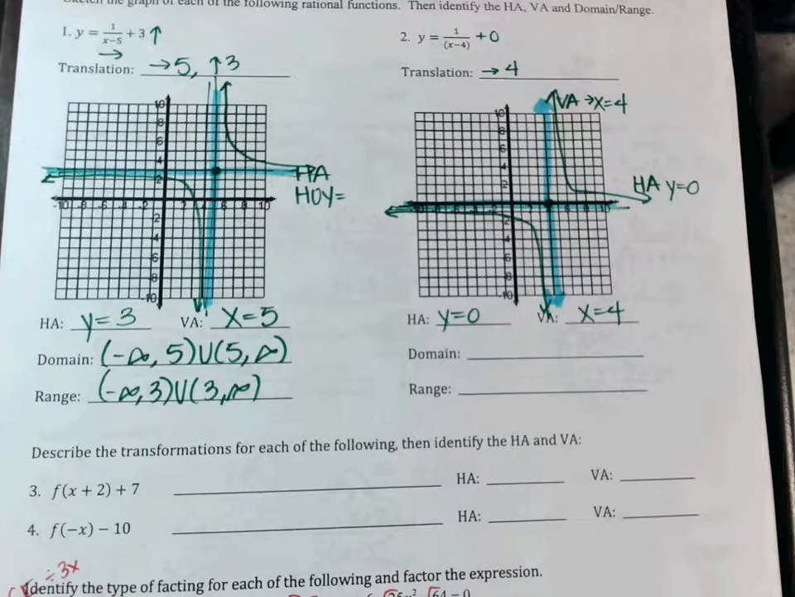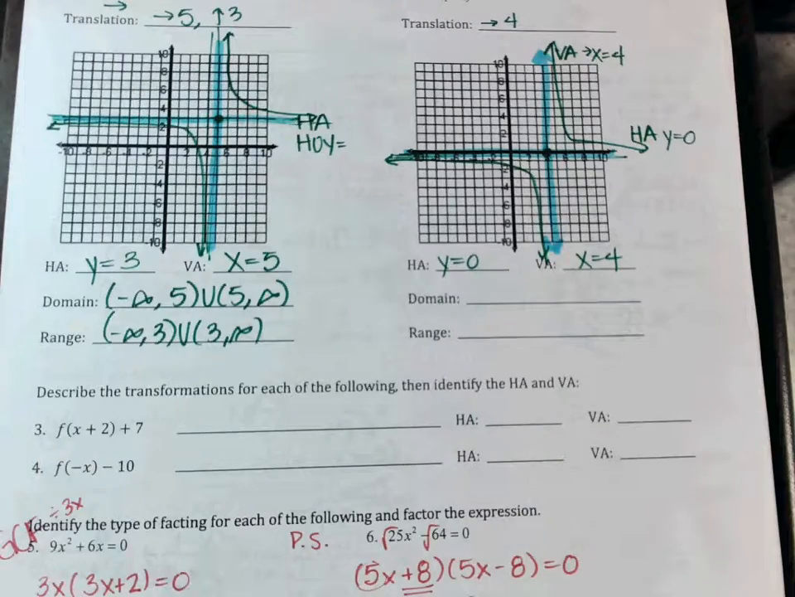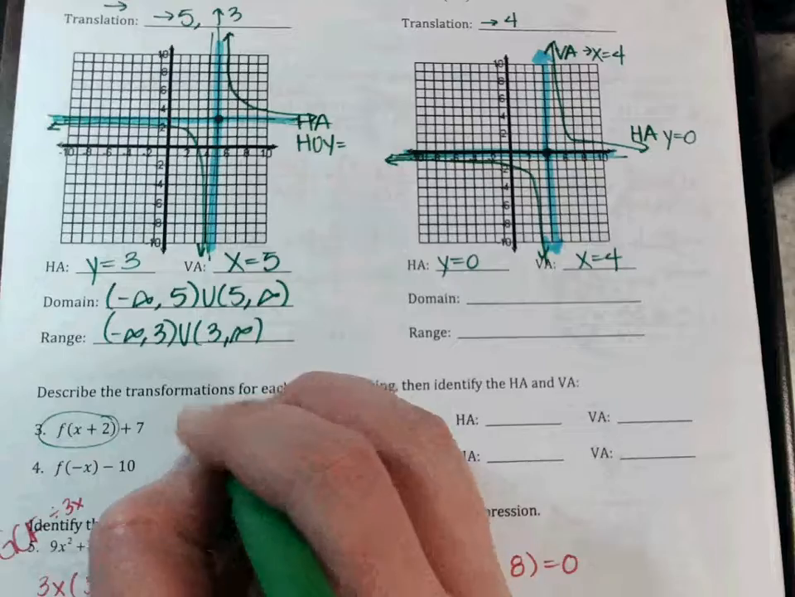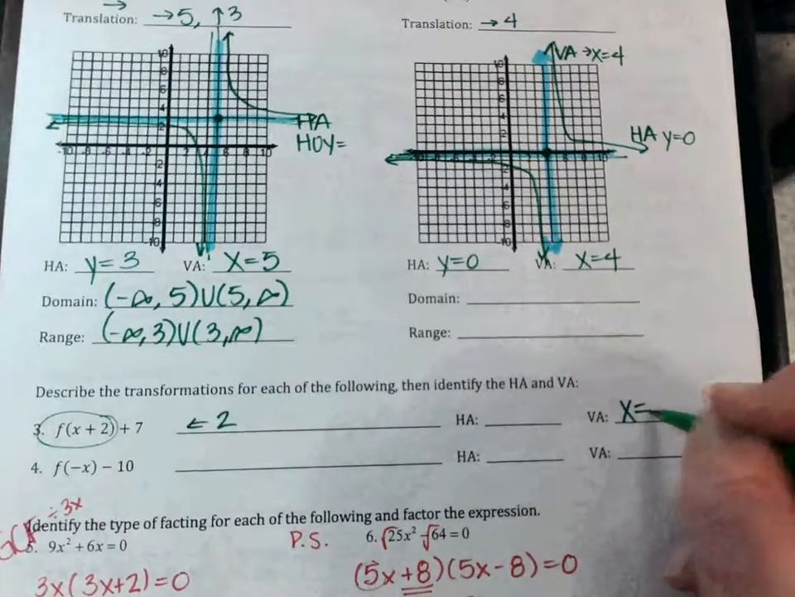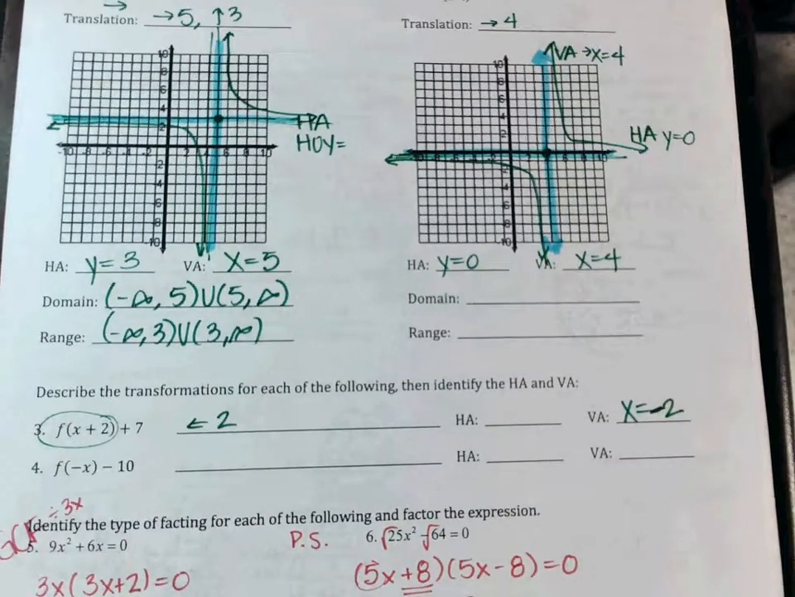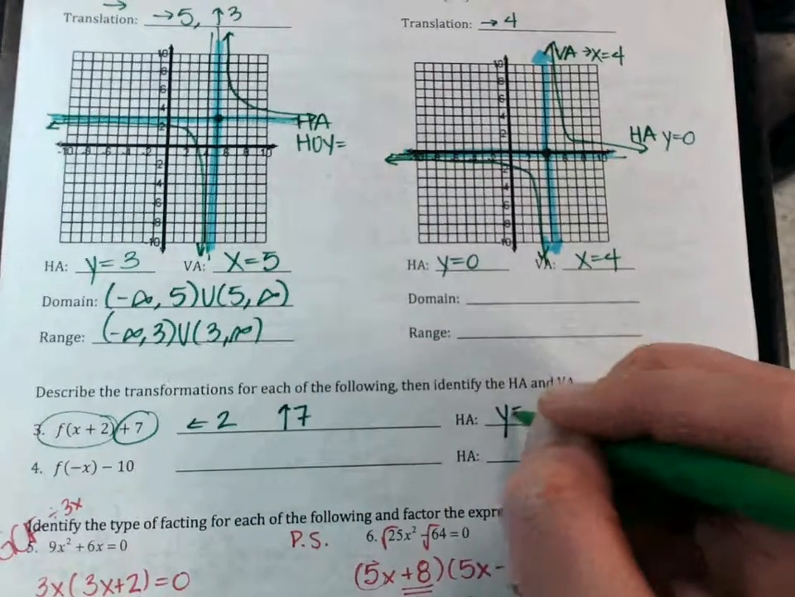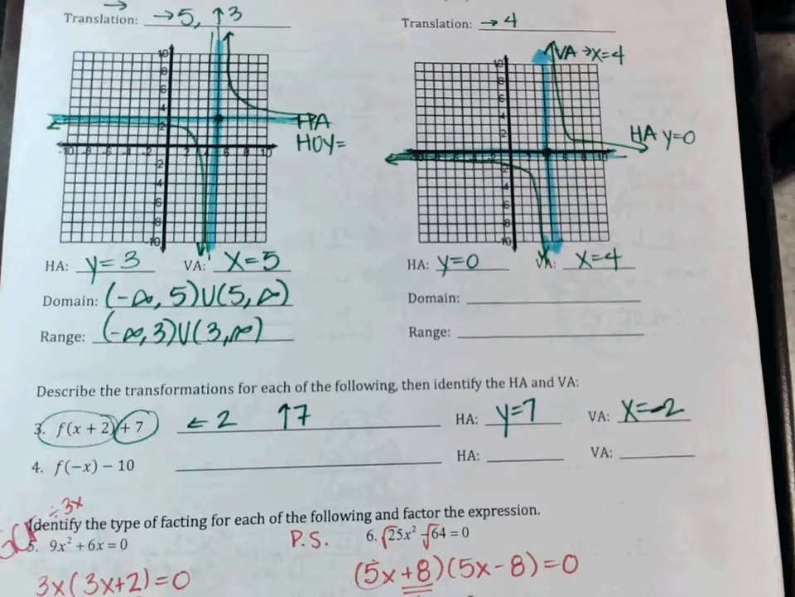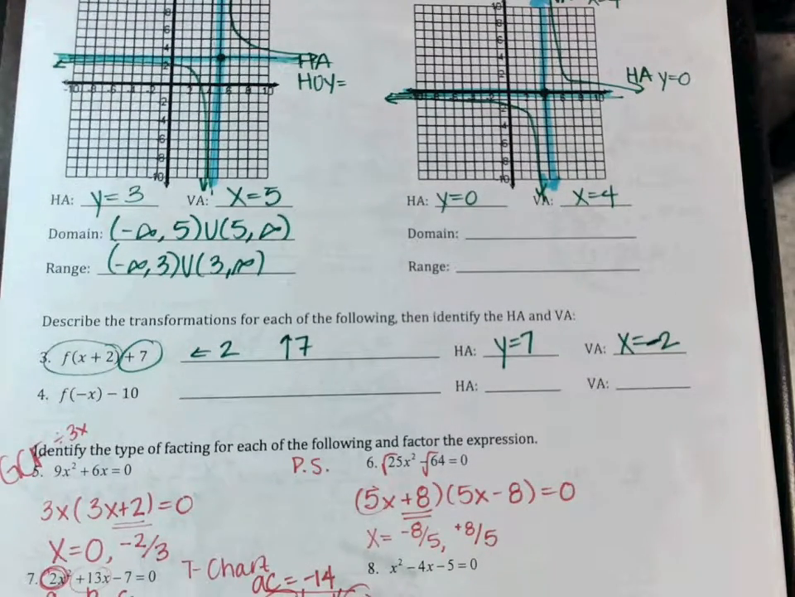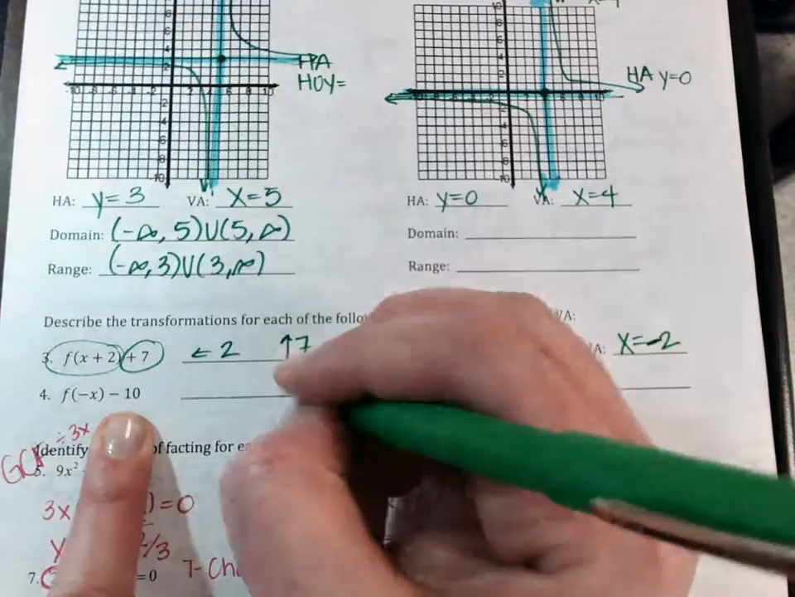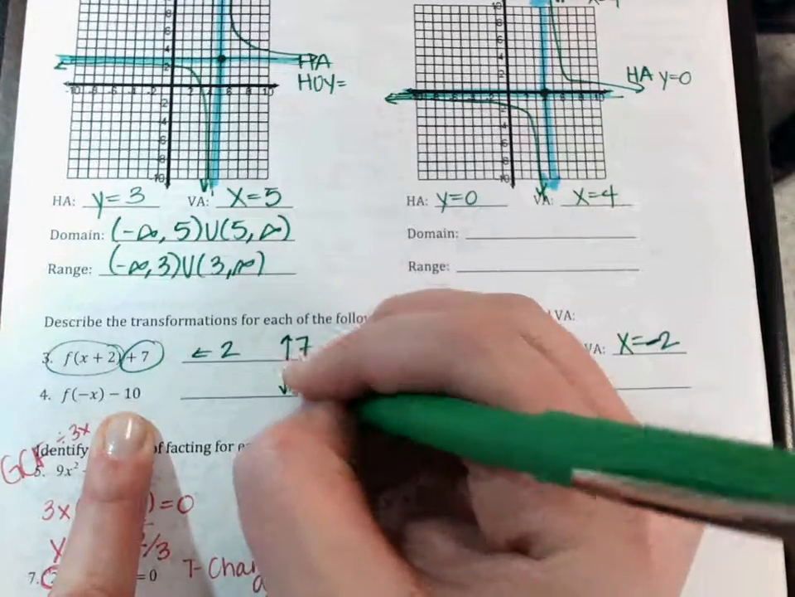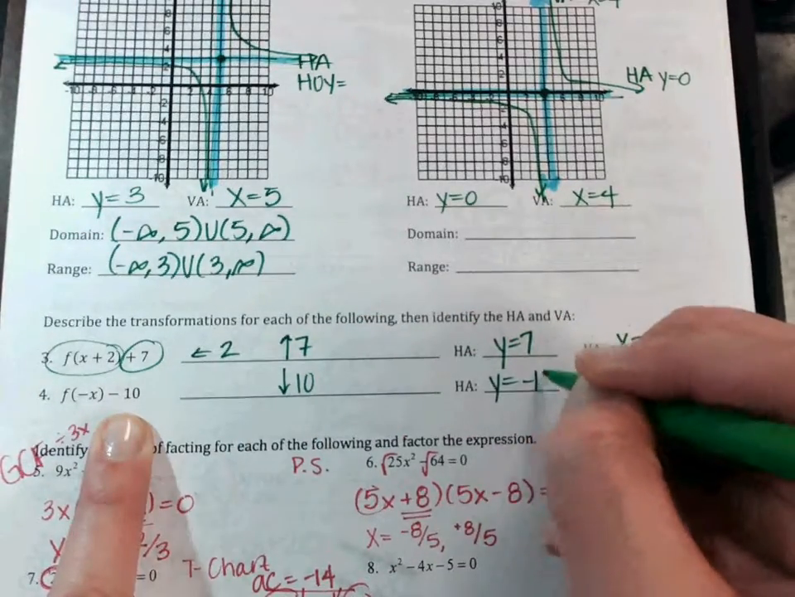All right, good. Then on 3 and 4, hopefully you remember, if it's an X plus 2, which way does that shift your graph? So then what would X equal? -2. Okay, what about if there's a +7? That's going to move your graph up 7, so it would be Y equals 7. Remember that up and down changes your Y, side to side changes your X. Now, when you look at number 4, the -10 shifts it how? Down 10, that'd be Y equals -10.